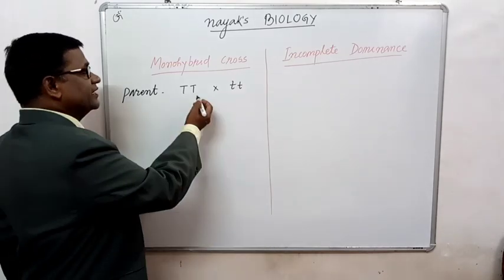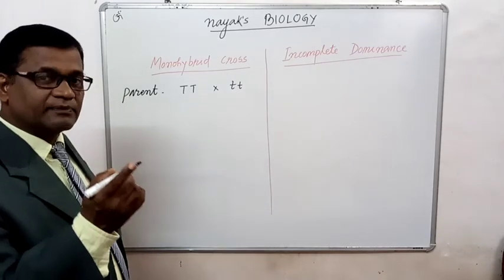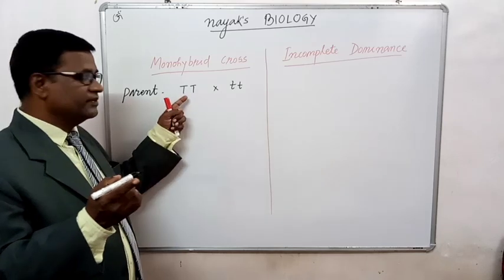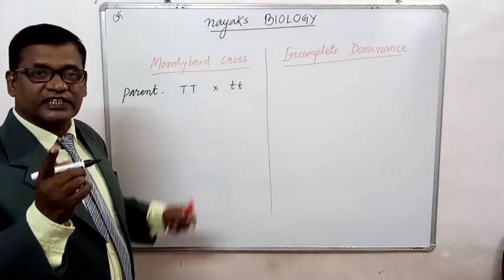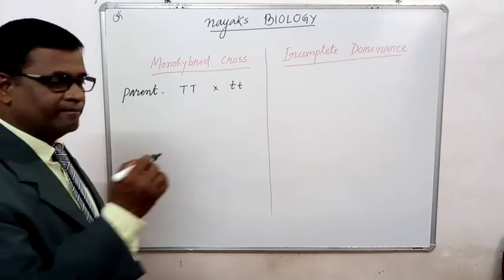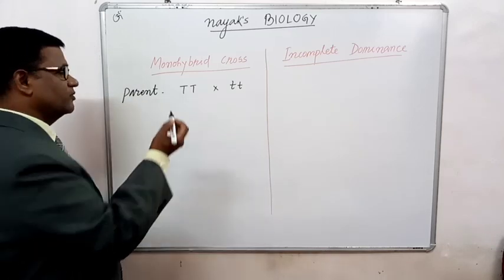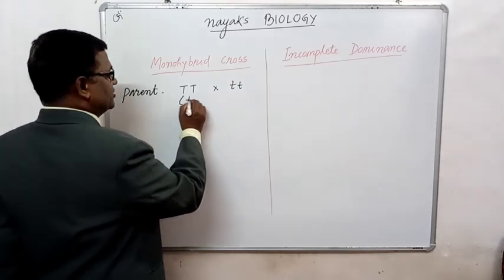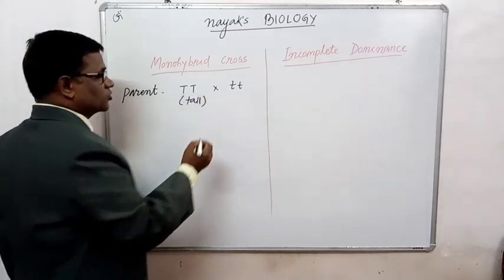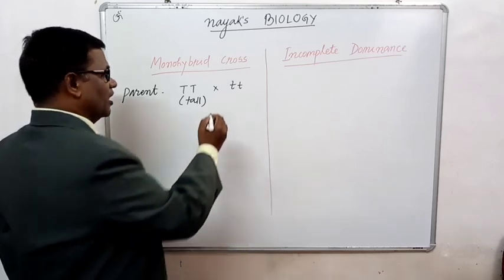And why are we writing tt, not triple t? Because this allele has only two alleles which can express a particular character. Because T is dominant, since it is a capital letter, we have to represent it as dominant. It is tall. And small t is dwarf or short height.